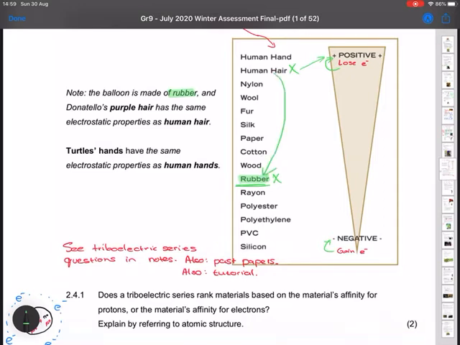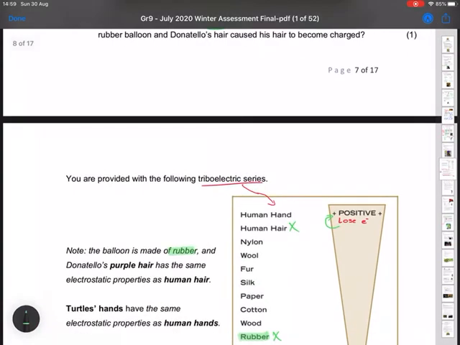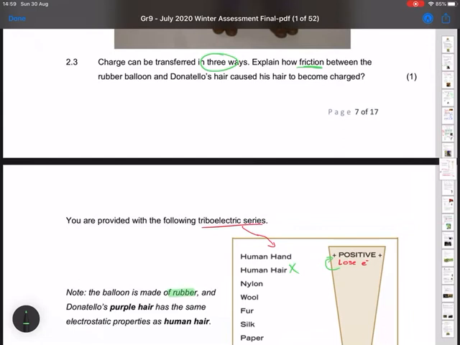Okay, so to get your first mark for that question, you would need to say when the balloon was rubbed against Donatello's hair, electrons were transferred from his hair to the balloon. And you could have also said electron transfer due to friction caused an imbalance of charge, meaning one object was more charged than the other. Electron transfer due to friction caused an imbalance of charge.